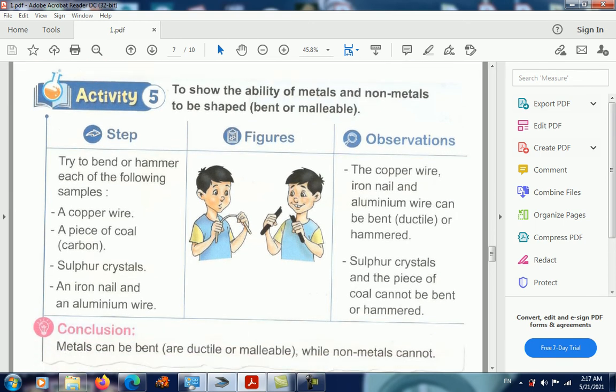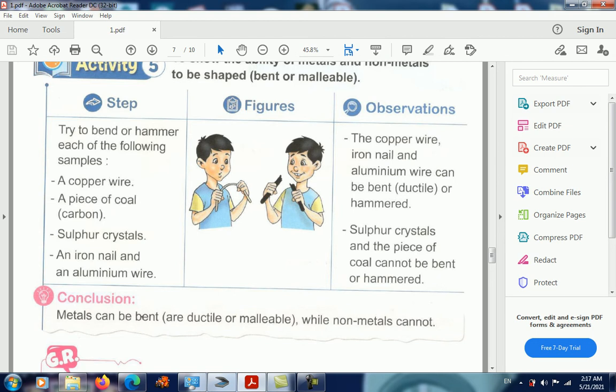So activity 5. To show the ability of metals and non-metals to be shaped, meaning bent or malleable. So what happens? Try to bend or hammer each of the following samples: a copper wire, a piece of coal, which is carbon, sulfur crystals, an iron nail and an aluminium wire. What do you observe? The copper wire, iron nail, and the aluminium wire can be bent, ductile or hammered. You can do that. But what about the sulfur? The sulfur crystals and the pieces of coal cannot be bent or hammered. You cannot bend them or hammer them.